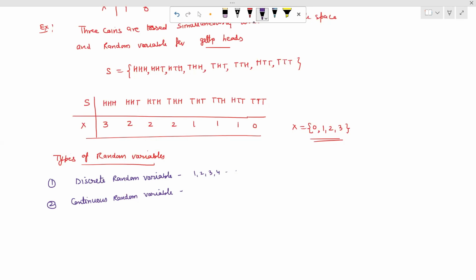And continuous random variable. The best example of a continuous random variable is the height of a person. Suppose we can take a fraction, or it can be represented in the form of an interval: 1.71, 1.72, 1.73. So such types of examples are continuous random variables.